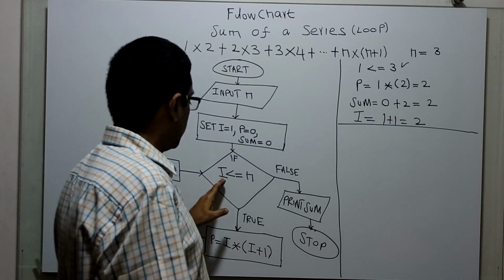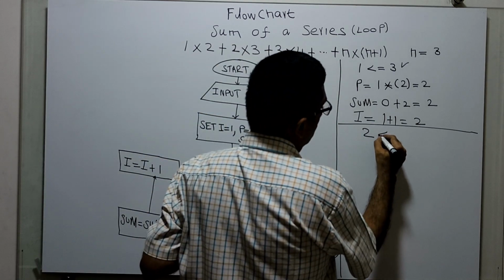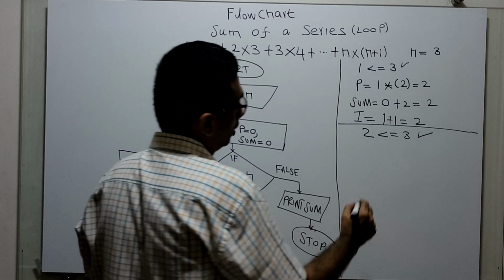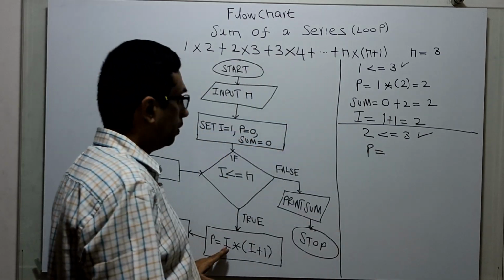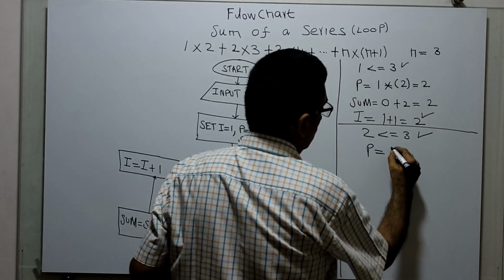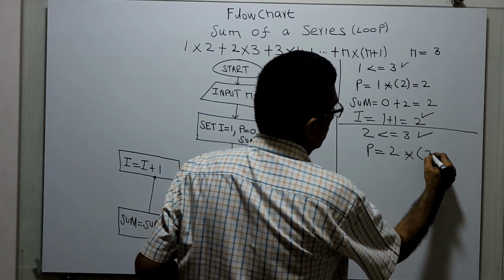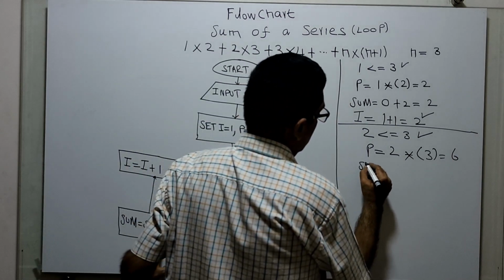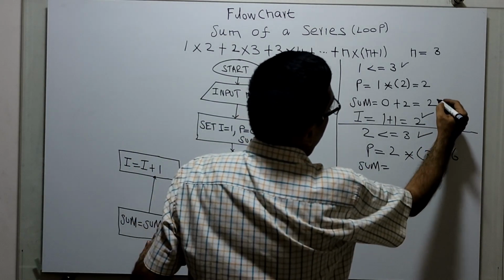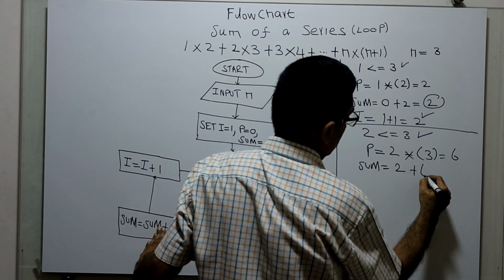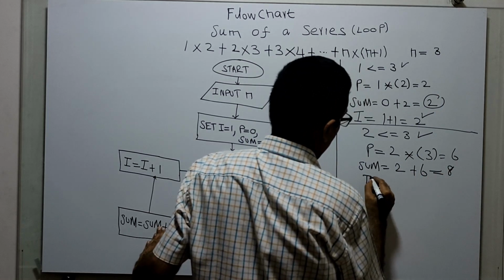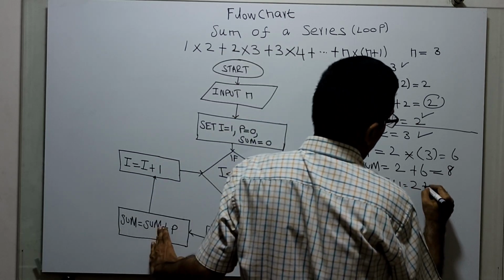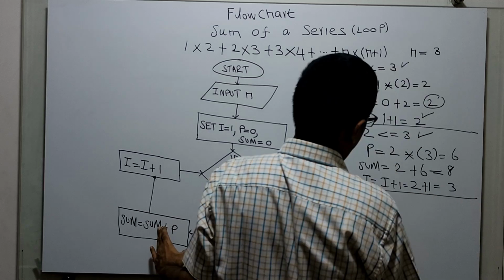Second iteration, we are comparing I less than or equal to n, 2 less than or equal to 3, which is true. Then I am calculating P equal to the existing value of I, which is 2. 2 multiplied with 2 plus 1, which is 3, which is equal to 6. Sum equal to sum plus P. The existing value of sum is 2. 2 plus 6 is equal to 8. I equal to I plus 1, that is the existing value of I, 2, plus 1, which is equal to 3.